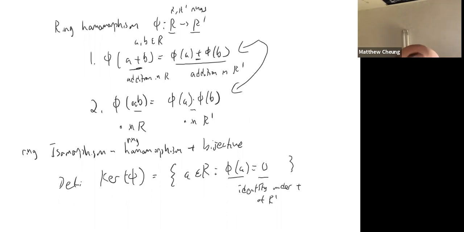Okay, from here, let's do some examples. Let me ask a question. Let phi be a map from Z to Z. I'm telling you it's a ring homomorphism.